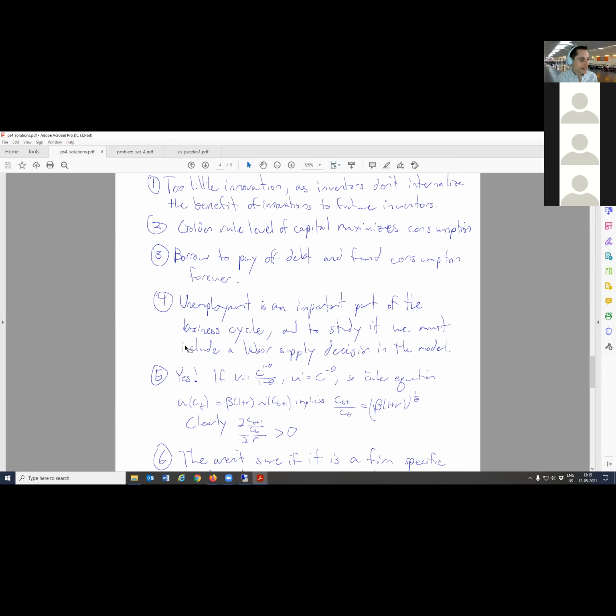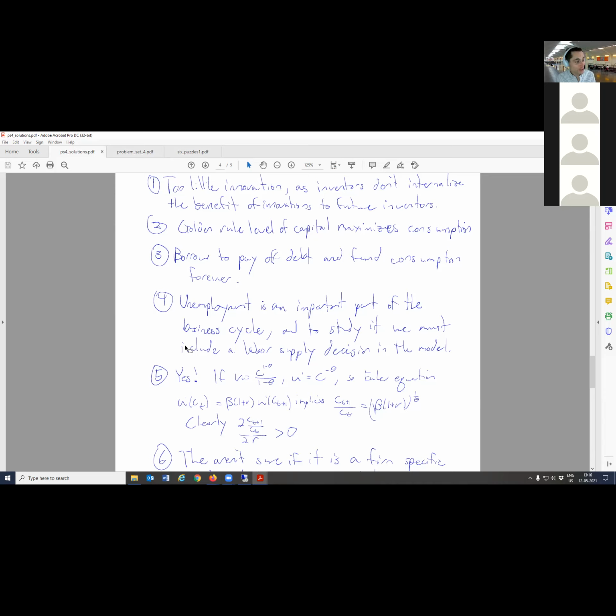So what that says is that we don't know what happens to consumption today if we raise the interest rate. Okay, it could be that consumption today goes up. It could be that consumption today goes down. It depends upon income versus substitution effects. If I'm a borrower, or say I'm a saver, and the interest rate goes up, it makes it more attractive to save, okay?